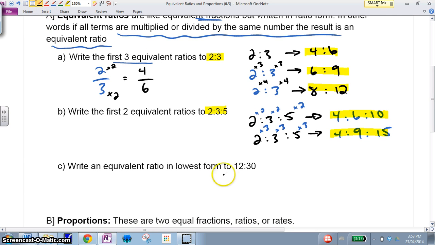Just like we did with the fractions, we can talk about lowest terms. So 12 to 30, we're looking for something we can divide that by. I might just start with 2. I might not be sure what I can divide that by. And I'd get 6 to 15.